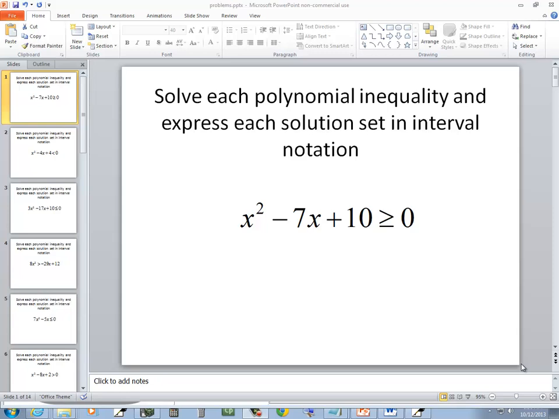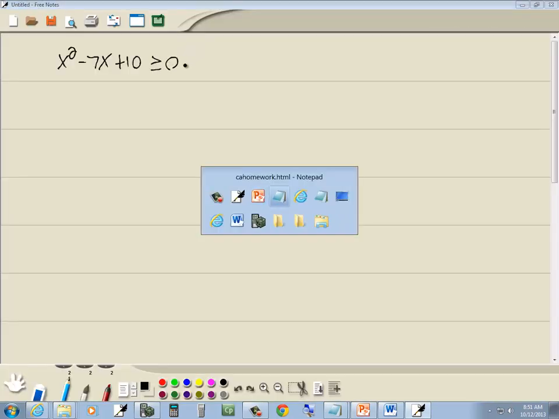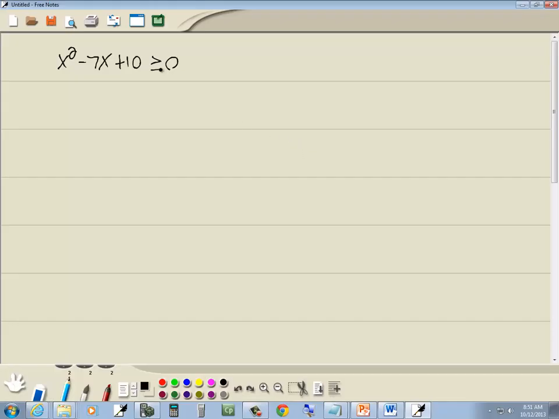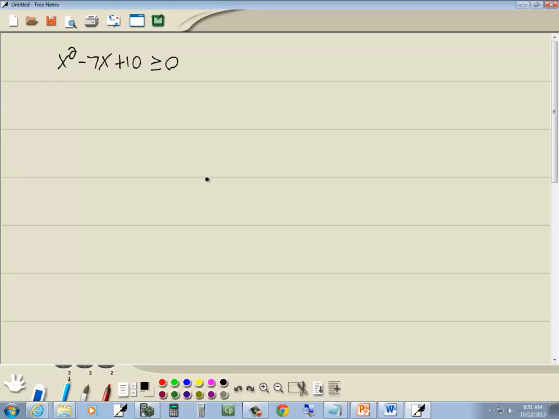Let's take a look at this problem. We want to solve this polynomial inequality. So we've got x squared minus 7x plus 10 is greater than or equal to 0. Now our first step says get everything on the left side, 0 on the right side. Now that's done. Step 2, factor the left side.